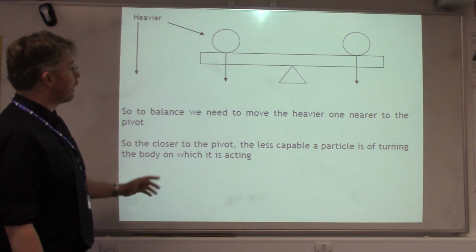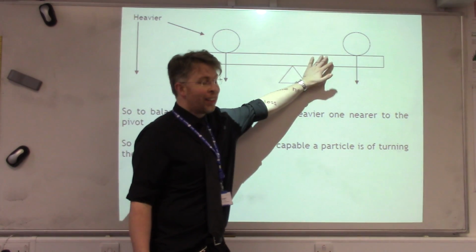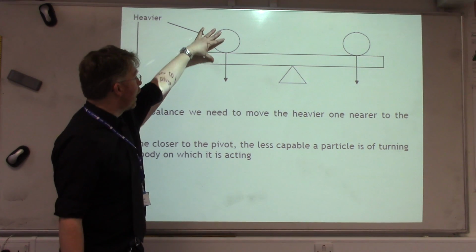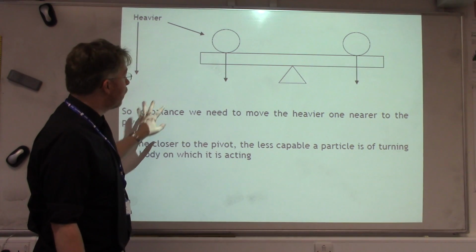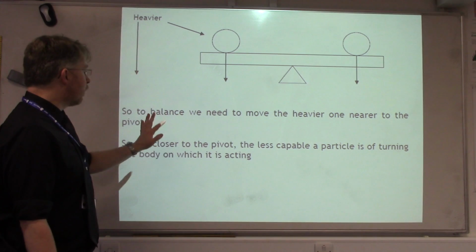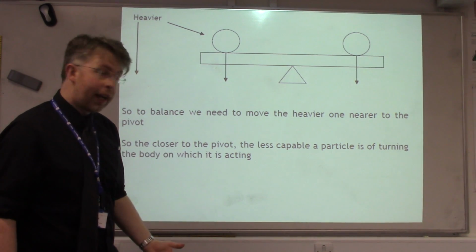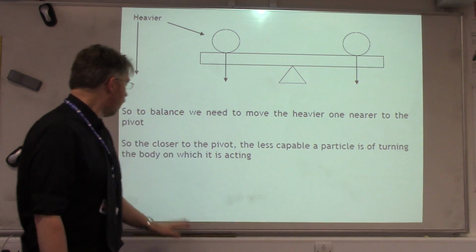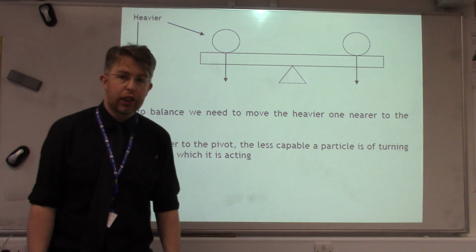Right, so in this instance, you've got a seesaw, and there are two children, or balls, at equal distance from the pivot in the middle. Then the heavier child will basically make the seesaw go down. That's because he presents a greater weight on that side. But if we wanted to balance, we would need to move the heavier one nearer to the pivot. In that case, it would add less turning force around the pivot. So basically, the closer to the pivot, the less capable a particle is of turning the body on which it's acting.